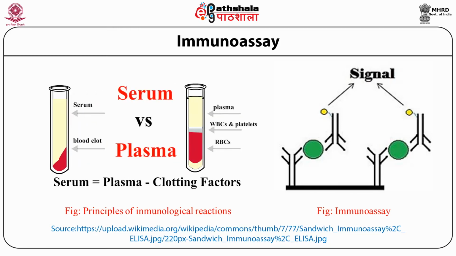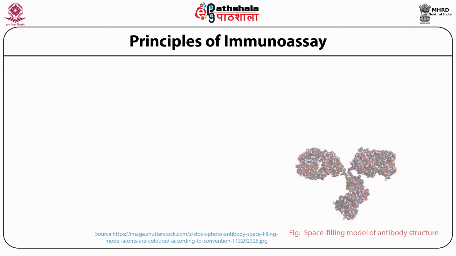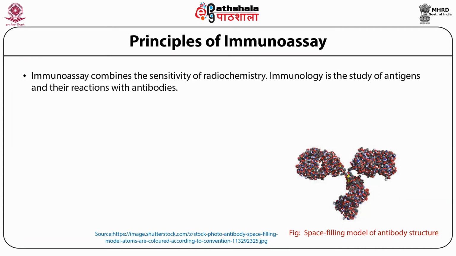And when this drug-coated latex particle reacts with antibody and drug, then no agglutination takes place. So this is the basic principle of immunological determination in blood serum. Now here we are discussing the principle of immunoassay. Immunoassay combines the sensitivity of radiochemistry, fluorescence, or enzymatic tags with the specificity of immunology.